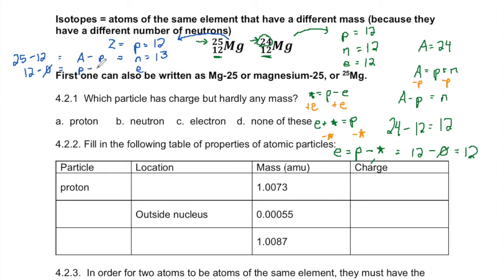The protons minus the charge is our electrons, which on this side is also 12. So these two isotopes have the same number of protons, the same number of electrons, and they differ in the number of neutrons. So that's the only thing that's different about these two isotopes.